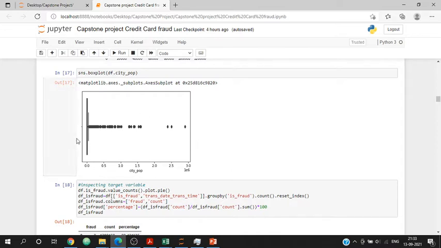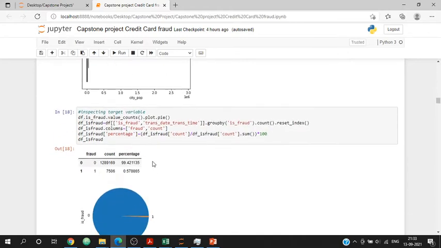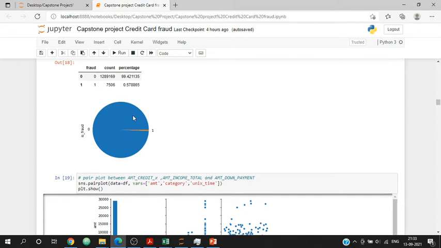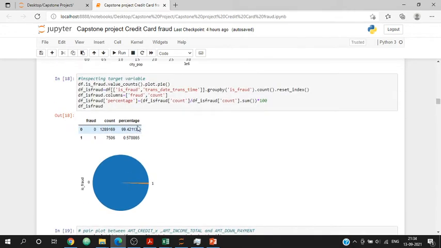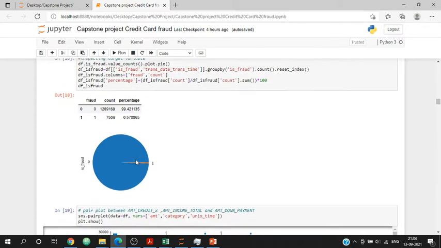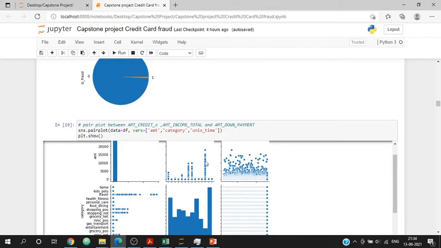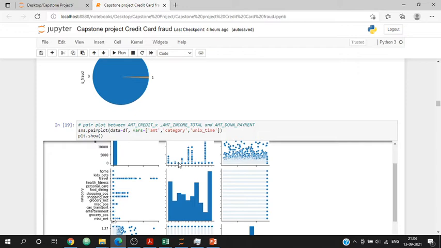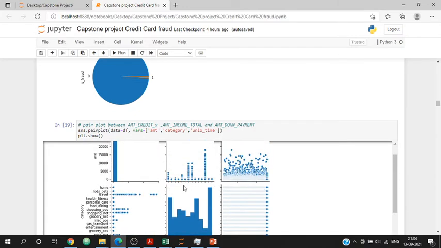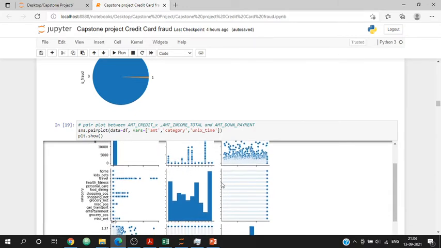The city population also does not play much of a role in predicting or designing the model. Then I was inspecting the target variable, the is_fraud variable, using a pie graph. Then I was trying to find a few patterns between the amount, category, and the time. So this gives a few insights.